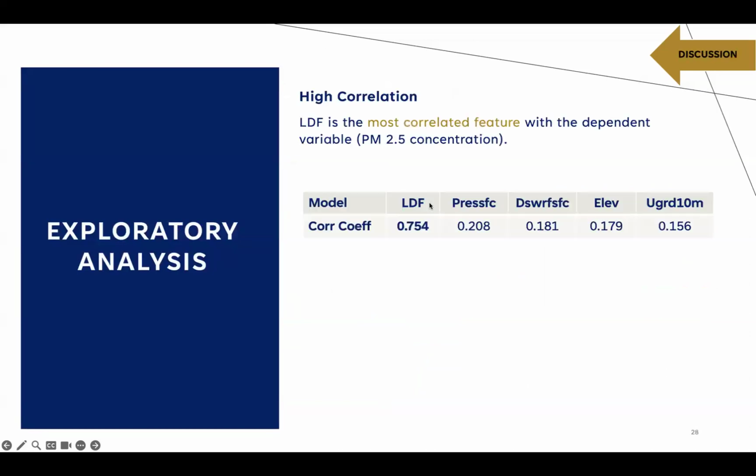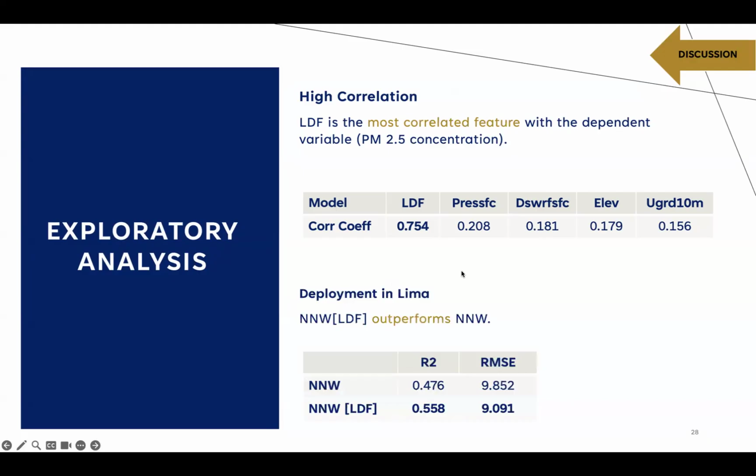We also did some exploratory analysis. Since LDF is trying to capture the essence of all the features in both the source and the target domain, it should be most correlated to the dependent feature, which is the PM2.5 feature. We did a correlation test and showed the top 5 highest correlation features, and we see that the LDF feature surpasses other features by a large margin. That is, it is highly correlated to the PM2.5 feature. And I already stated that the deployment in Lima also proved that the LDF feature has a better prediction than the NNW feature.